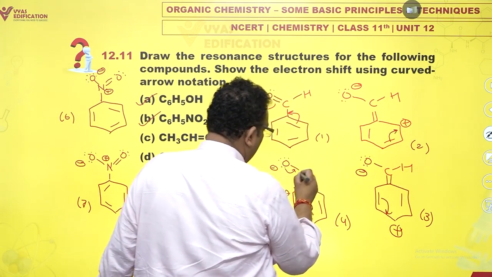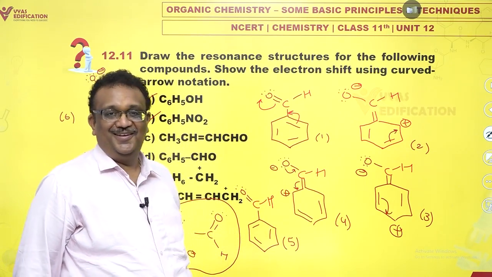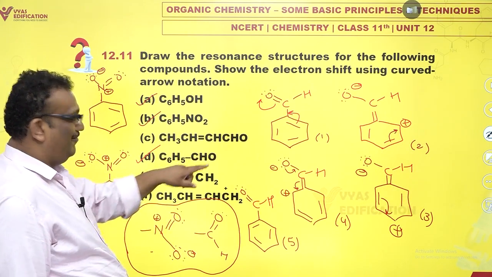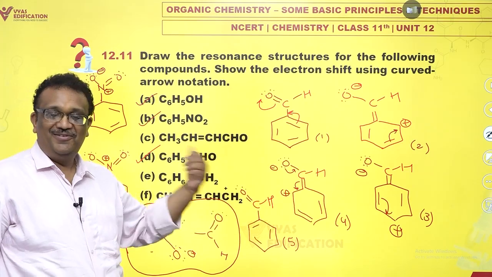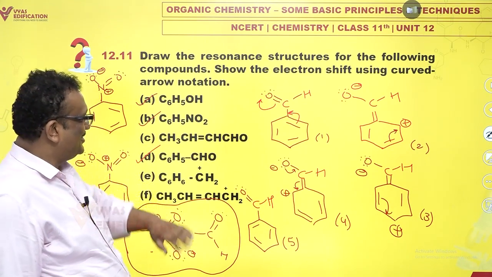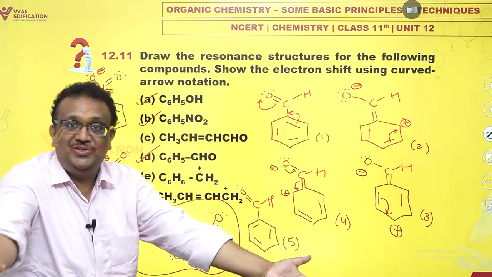Benzaldehyde, benzaldehyde, benzaldehyde and benzaldehyde. Fascinating. These are the 5 structures of benzaldehyde. You have it here. But you skipped C. C also, you will notice, is very similar and much easier than D. But D was very easy. C is even easier. How is it?